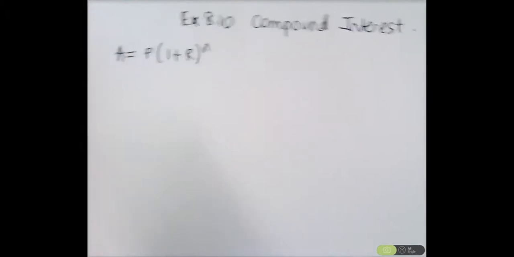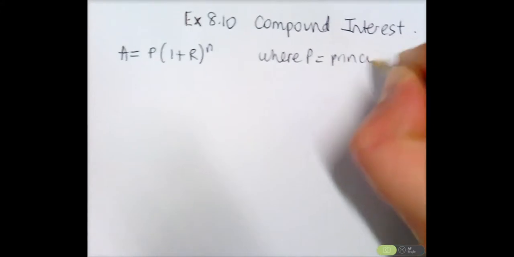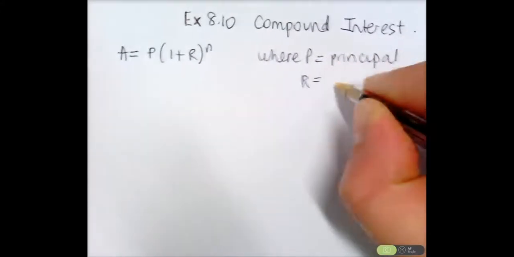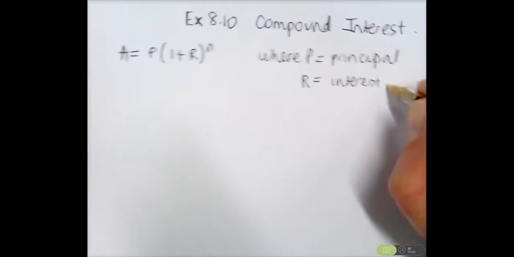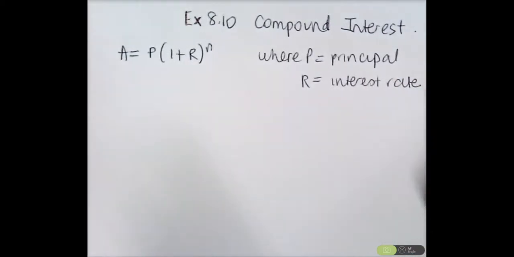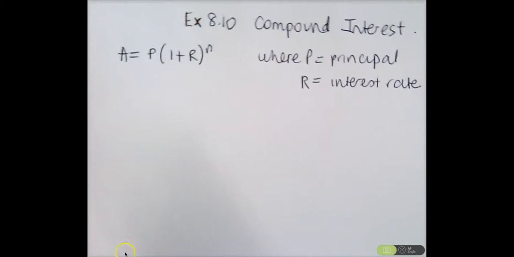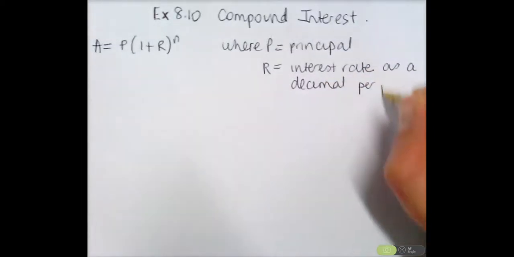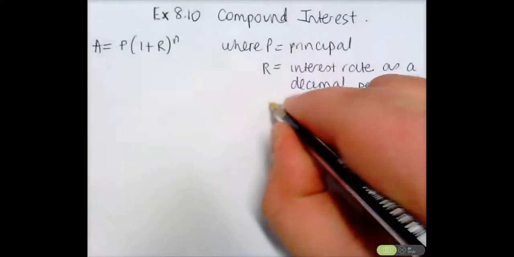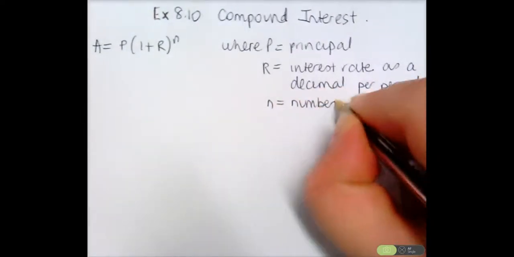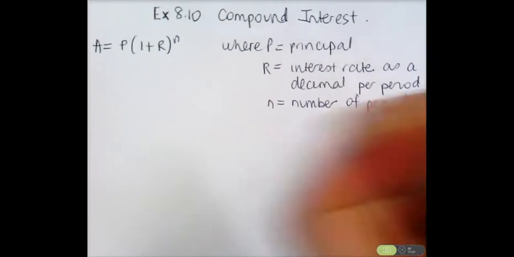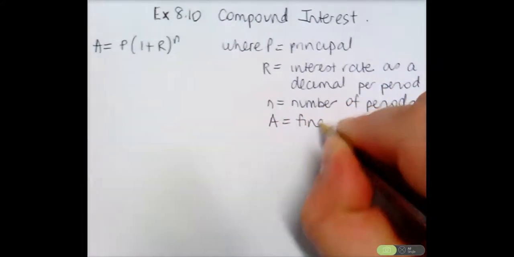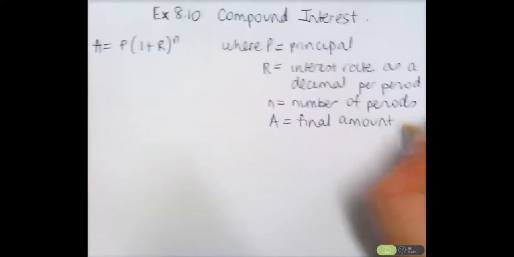So the compound interest formula, A equals P, 1 plus R to the N, where P is the principal, R is the interest rate as a decimal per period, N is the number of periods, and A is the amount, the final amount. We don't get that in our formula sheet.